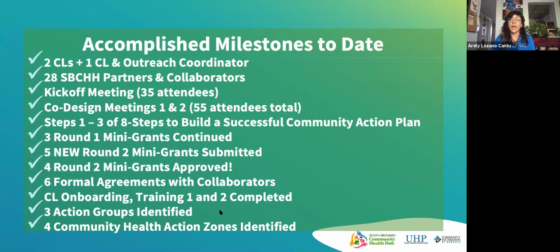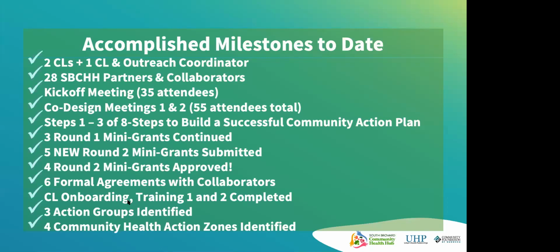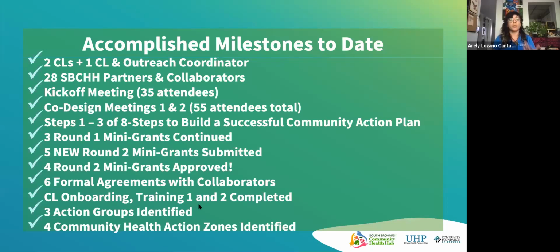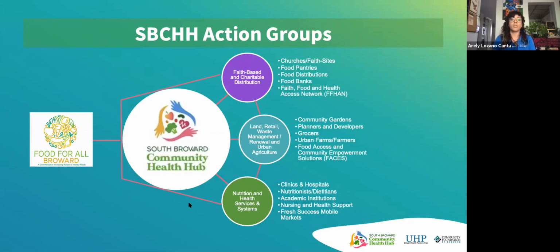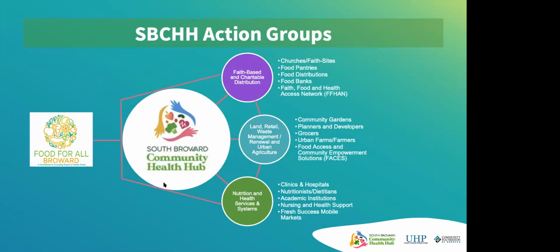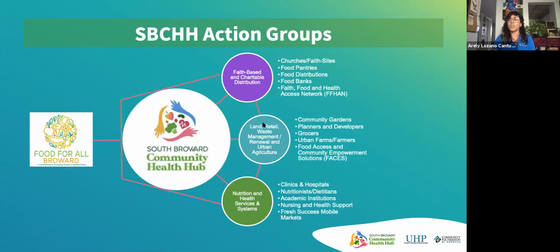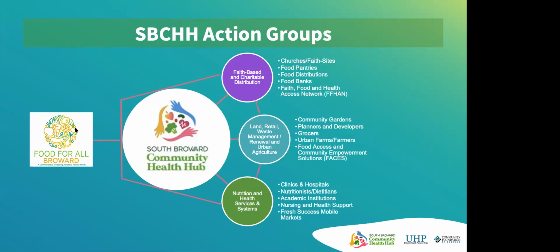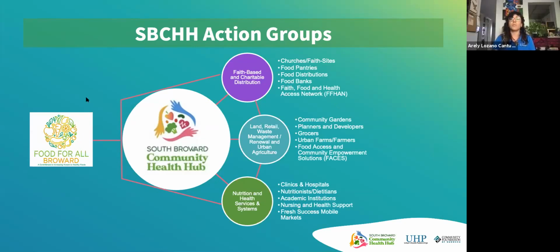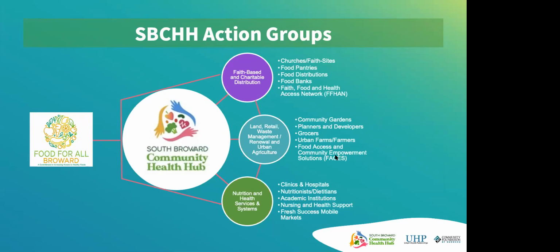We also have identified 3 action groups, which we have already been involved in in some way, but this is part of the findings that we've been corroborating through the efforts. And through the geographic asset mapping, we've identified 4 community health action zones that we can continue to leverage and support efforts in. As you can see here, we have the South Broward Community Health Hub at the center, supporting these action-oriented groups with different partners involved. And we have Food for All Broward at the top, because a lot of the policy, systems, and environmental change efforts, knowledge, and research that has come from the Food for All Broward initiative is helping inform a lot of the process of the South Broward Community Health Hub.